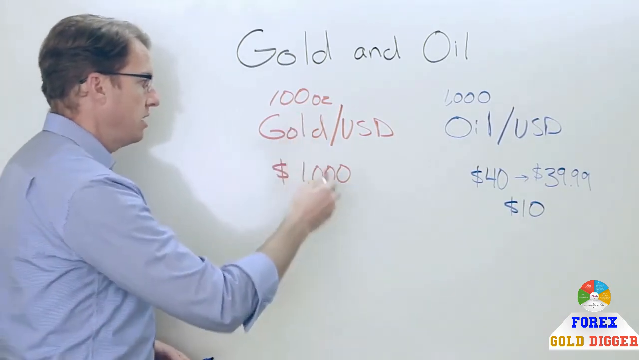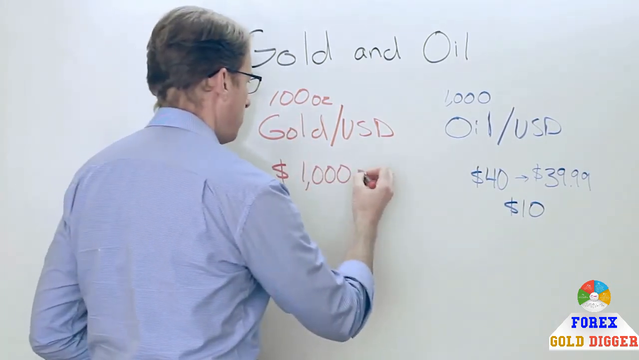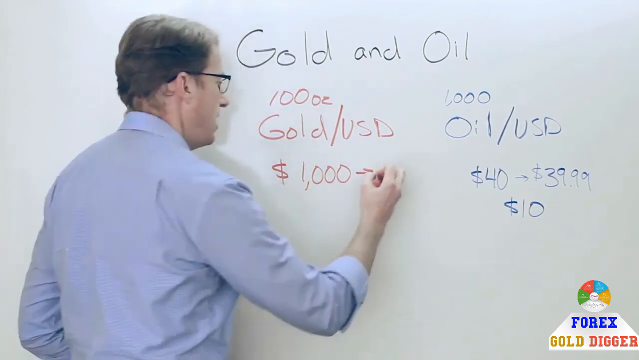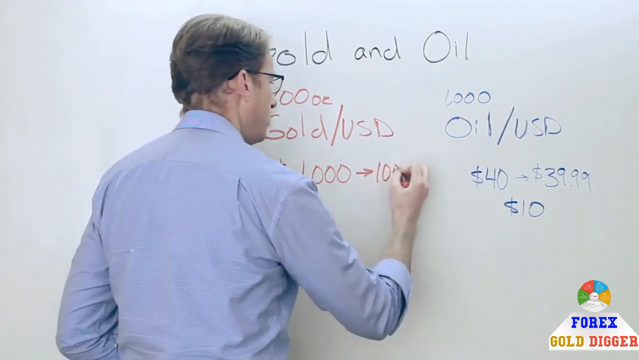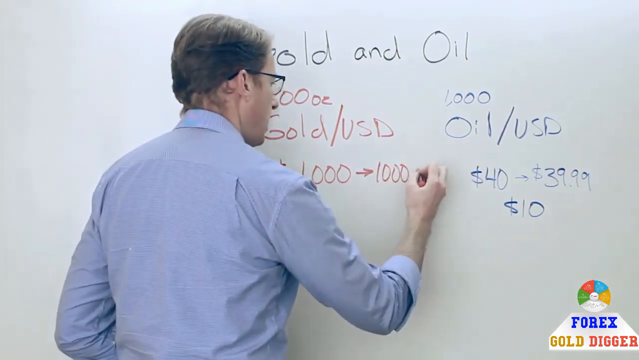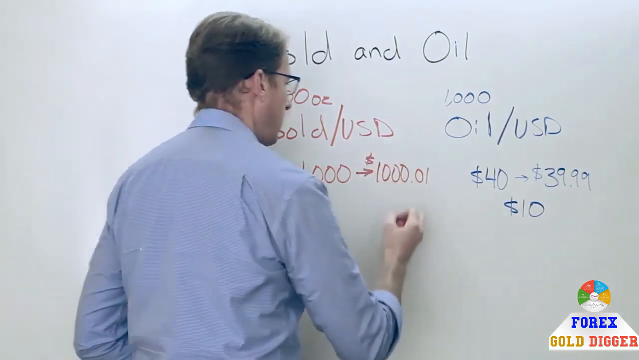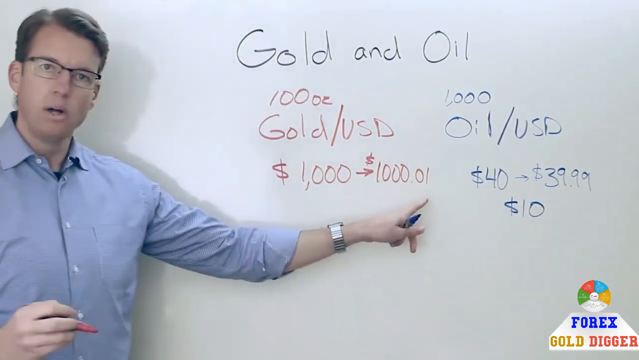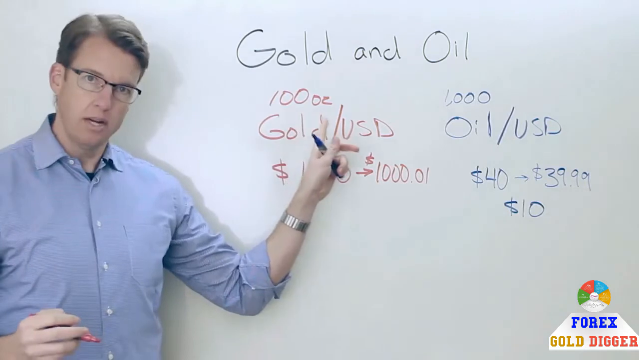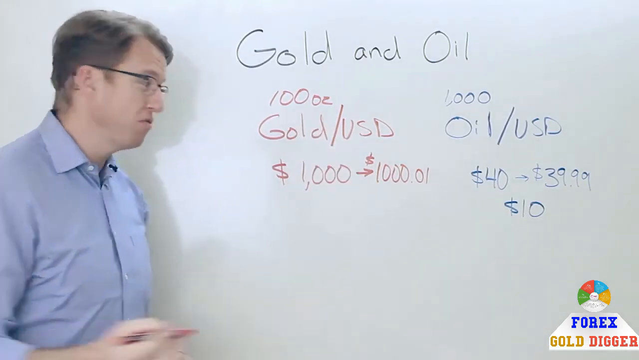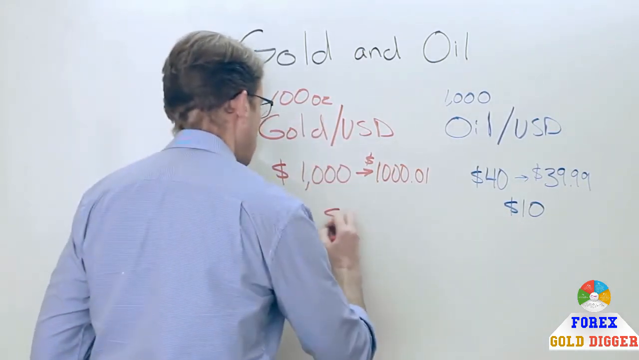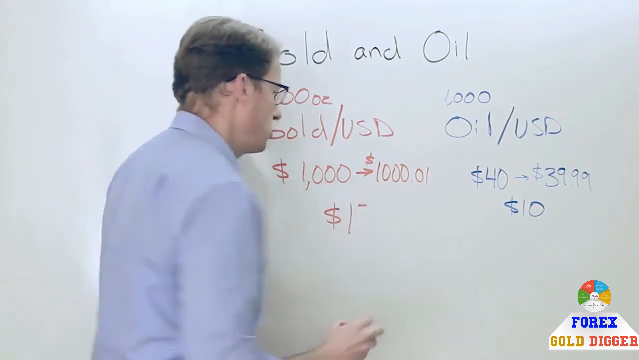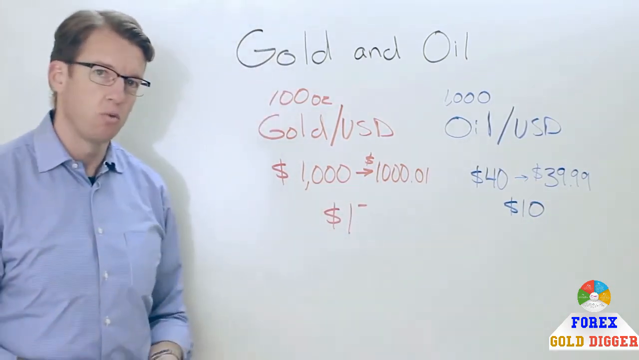Now over here, let's say, for example, that gold has actually improved in value to $1,000.01. So it's actually gone up a little bit. Well, we would take that 1 cent times 100 ounces. That means that improvement is worth $1 to the long side, or to the short side it would be adverse to the tune of $1.